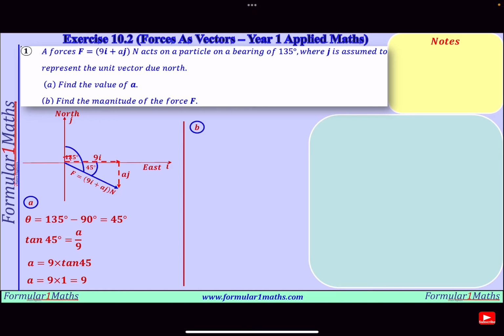For B, now that we know the value of a, we can write our vector F fully as F equals 9i minus 9j because of the direction of a here. It's going to be negative. We can now use Pythagoras theorem to find the magnitude of F. The magnitude of F can be written as this over here. So the magnitude is equal to the square root of 9 squared plus minus 9 squared according to Pythagoras theorem. Evaluating, we get the square root of 81 times 2, simplifying, yields 9 root 2 newtons.